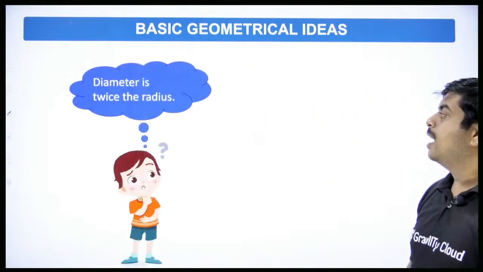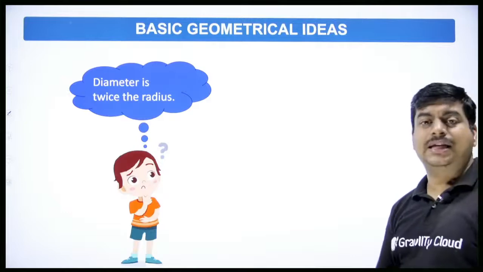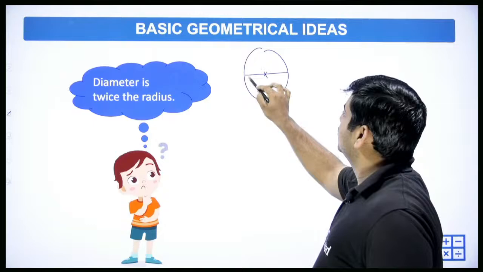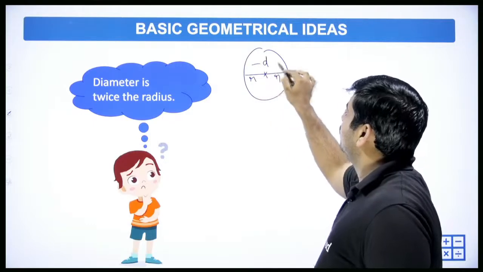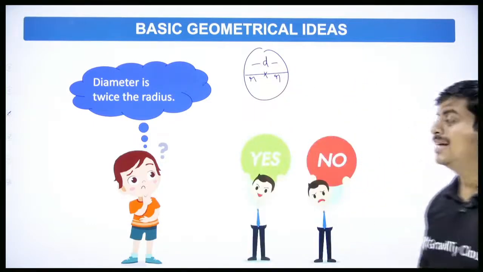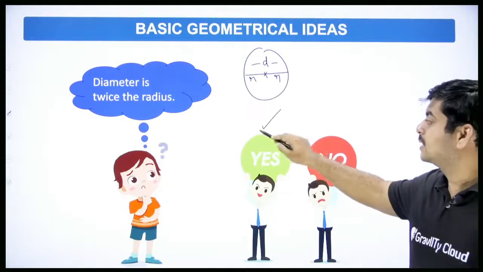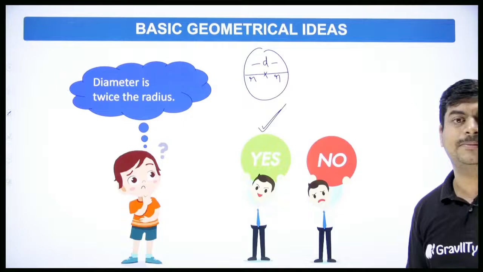What is the next one? Diameter is twice the radius. Yes, we have discussed that, right? This is the radius, and this complete thing is the diameter. So diameter is twice the radius. We can say yes, it is correct.